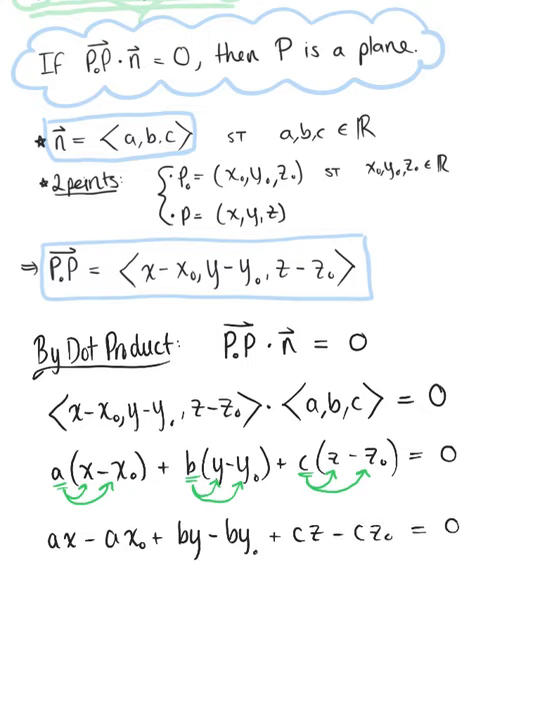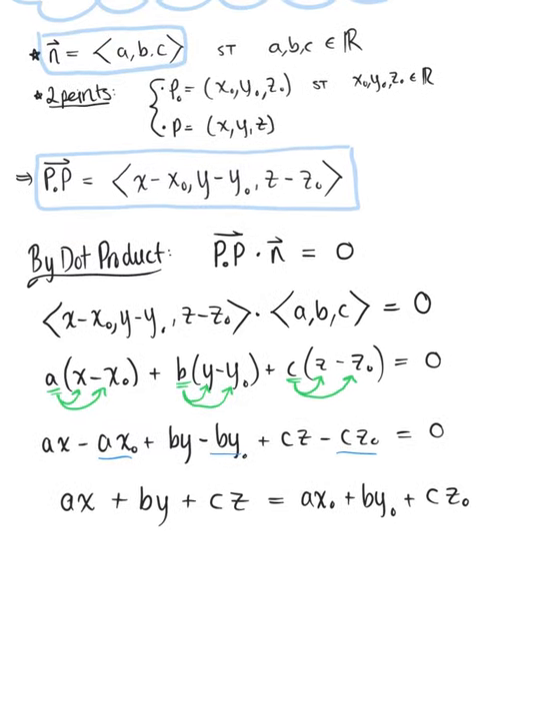is equal to 0. So to establish that formal definition, or the general equation, we want to bring all of these constants to the right-hand side. So this is going to leave us with ax plus by plus cz is equal to ax naught plus by naught plus cz naught. And that's the general equation of a plane in space.